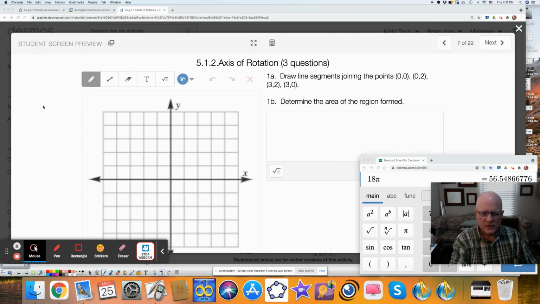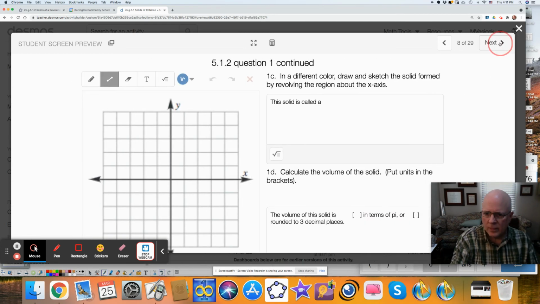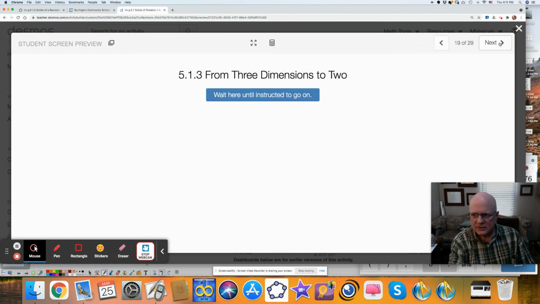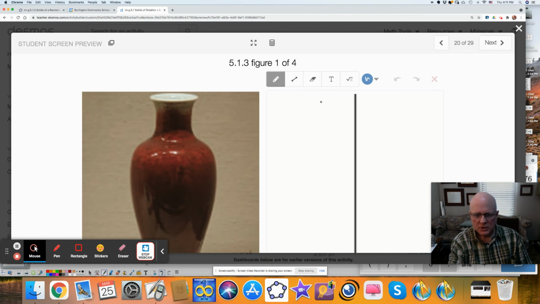Now back to our Desmos activity. This brings us to page 19. From 3 dimensions to 2. On the next 4 pages, there are four three-dimensional figures, and you're supposed to draw the 2-dimensional figure that when rotated around the axis produces the solid of the rotation. And here's the first one.